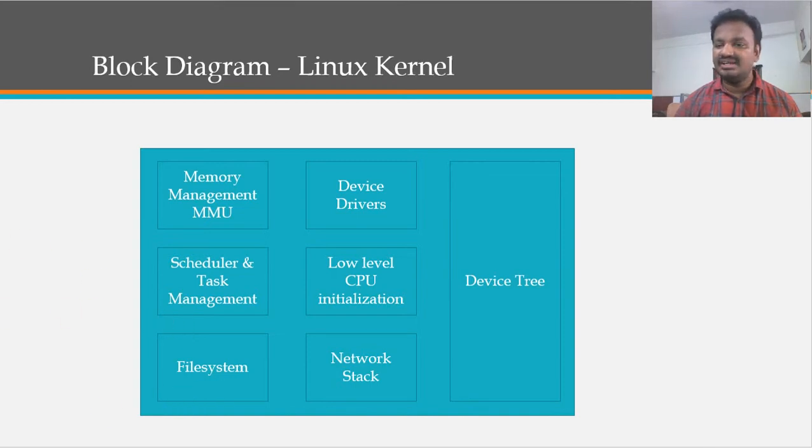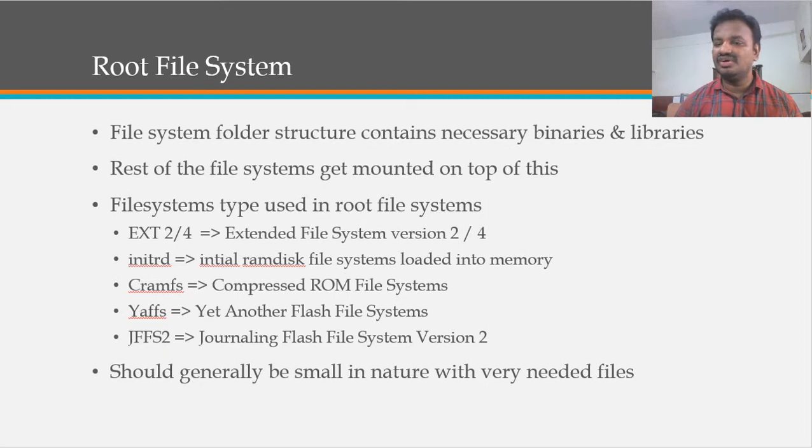And we have that root file system got mounted. Root file system folder structure basically contains necessary binaries and libraries to run that Linux, and the rest of the file system gets mounted on top of it. For example, when you are connecting another pen drive to the system, it will get mounted on top of the root file system.